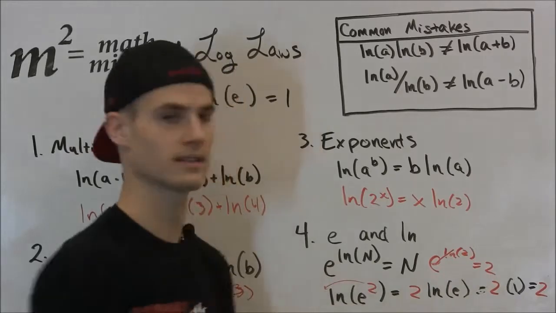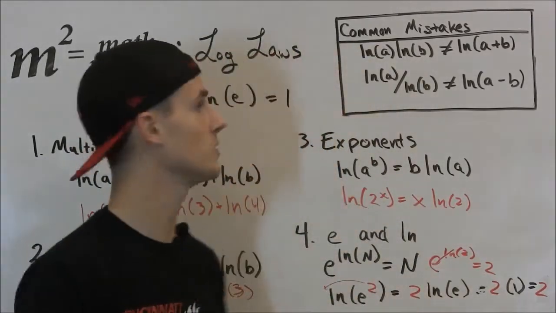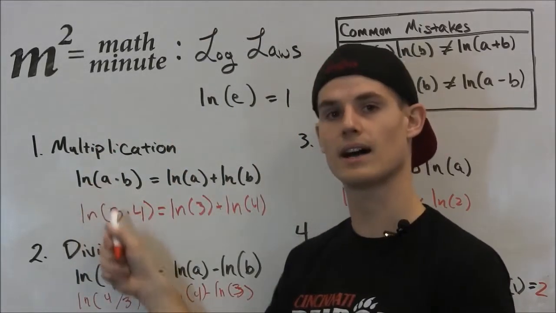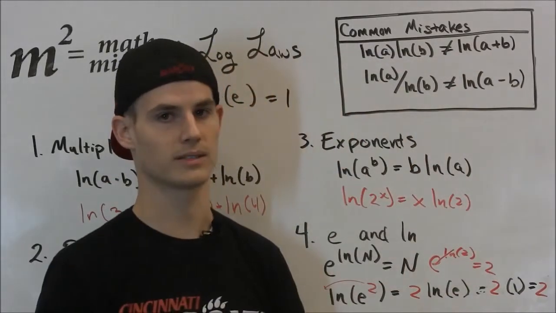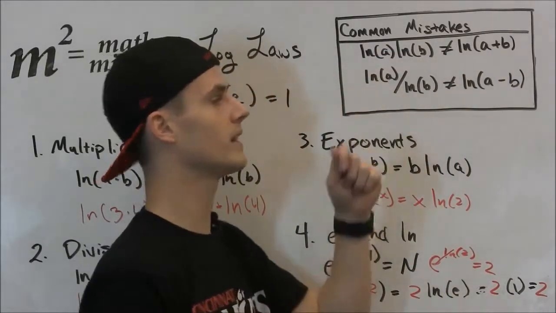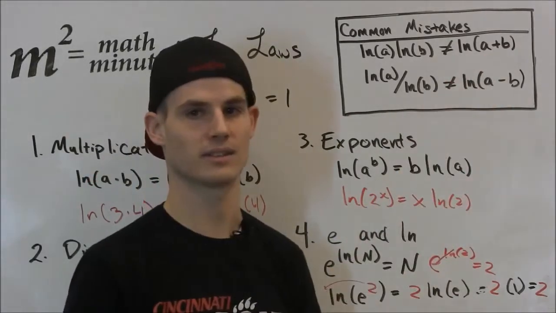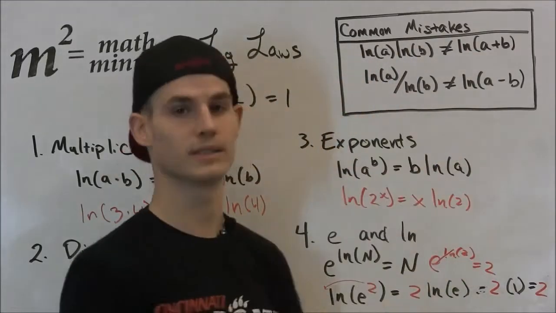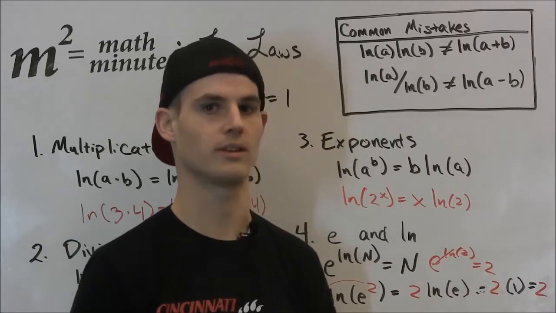Just rolling through this process. Now with these, it's easy to get them mixed up and confused. Here are some common mistakes. We know when it's ln of a times b, we can split that into addition. But we know nothing about multiplying two logs together. We don't know what ln of a times ln of b equals. A common mistake is that we want to add those on the inside. It's similar to this, but it's not true. And the same idea with dividing two ln's or two logs. We can't combine the two into one log.